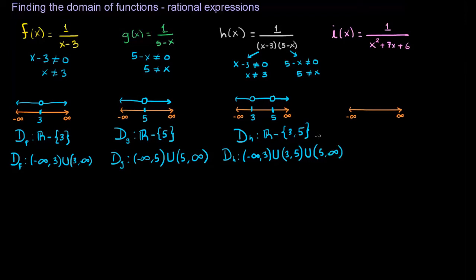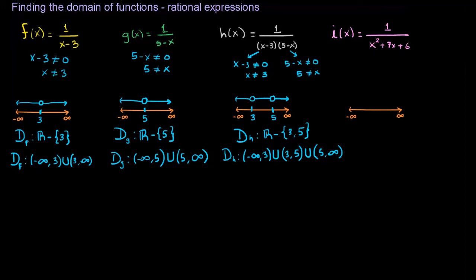In some cases I just think the first notation is way simpler. This one here is much quicker to write than all of this. So I recommend you use this as much as possible, if the case fits. Okay, let's move to the fourth example, which is i of x equals 1 over x squared plus 7 times x plus 6.